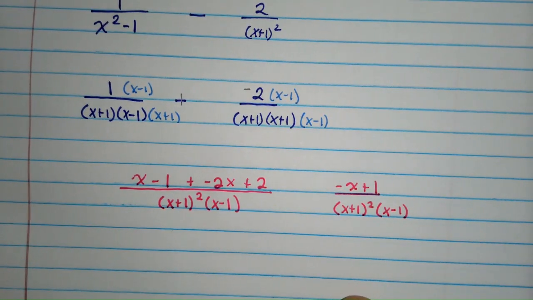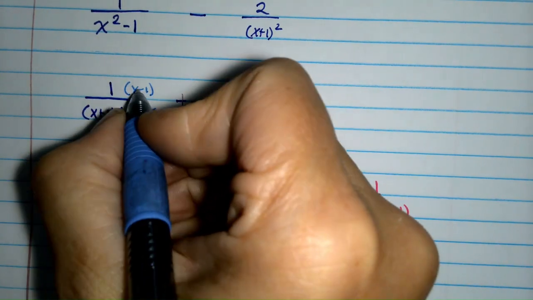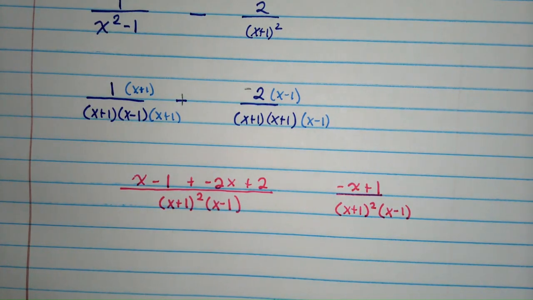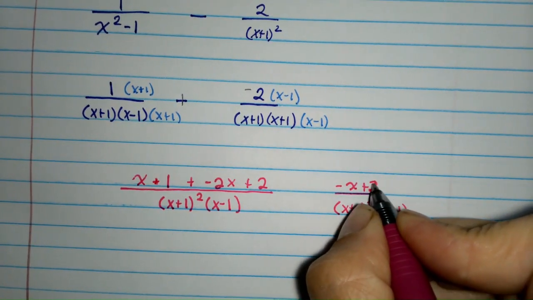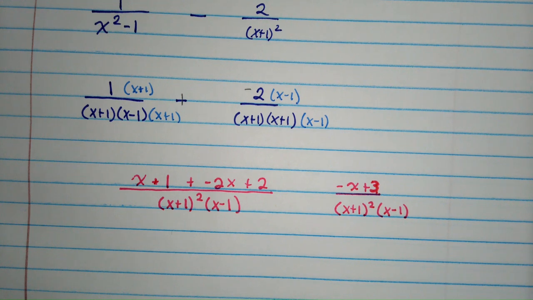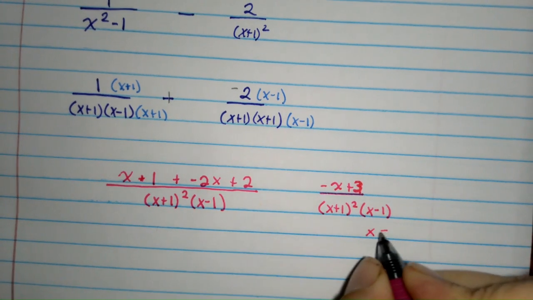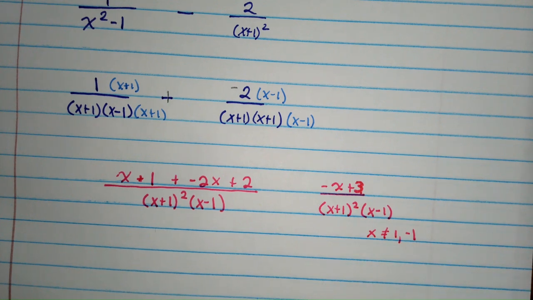Do I have a sign here? I do. Thought I had a sign here. When this was a plus 1, I got ahead of myself in my brain. That needed to be a plus 1. So that's a plus 1. So that's a plus 3. I didn't remember this one reducing. Okay. So that is our final answer because it does not reduce. X cannot equal 1 or negative 1.